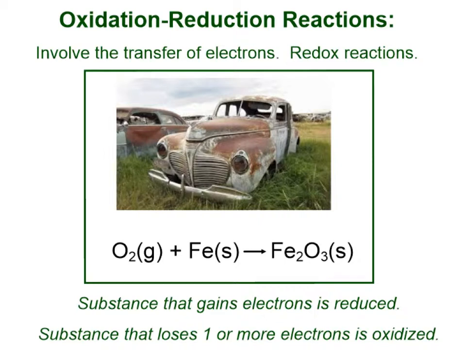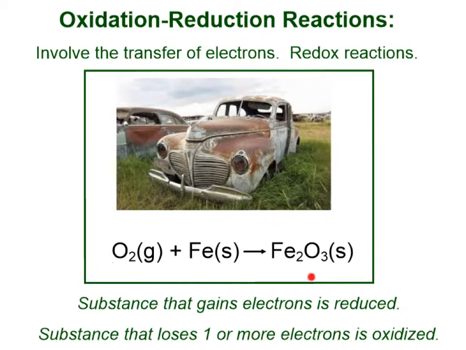Now let's take a look at an oxidation reduction reaction. An oxidation reduction reaction, although it sounds like it has a lot to do with oxygen, has to do with electrons and the transfer of electrons. Oftentimes these are called redox reactions because this whole big long phrase takes a long time to say. And it is only when electrons are transferred that we can classify something as an oxidation reduction reaction.